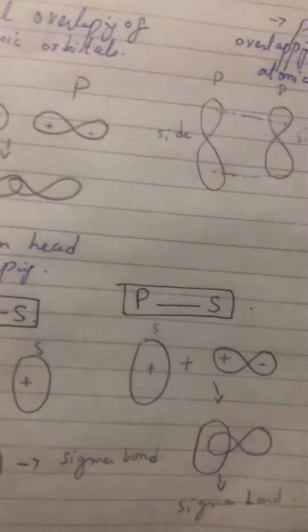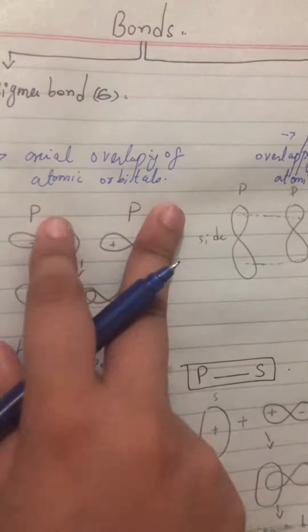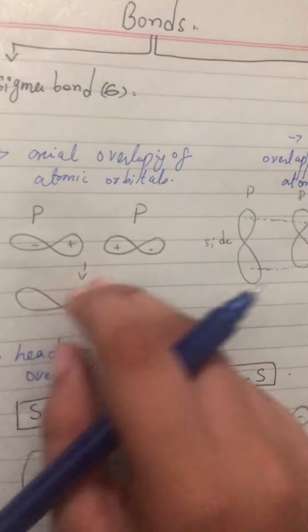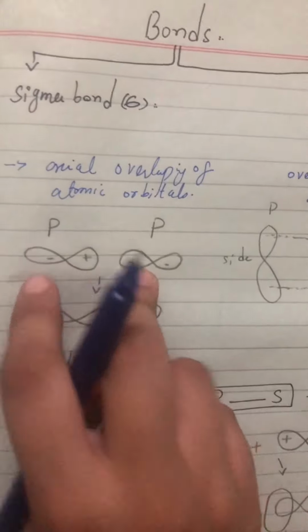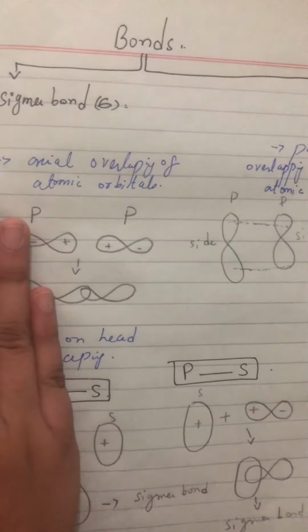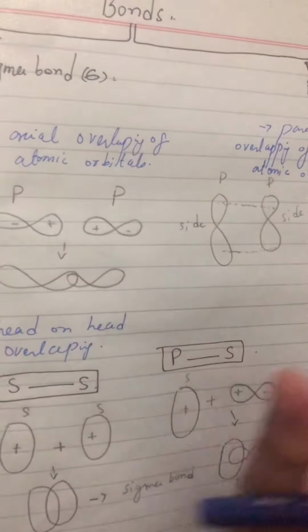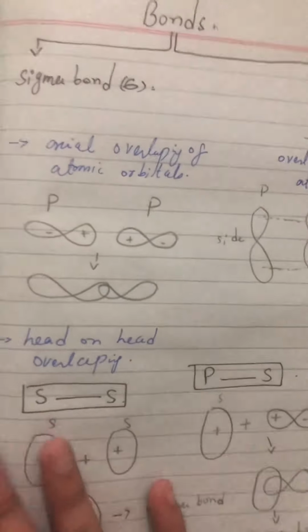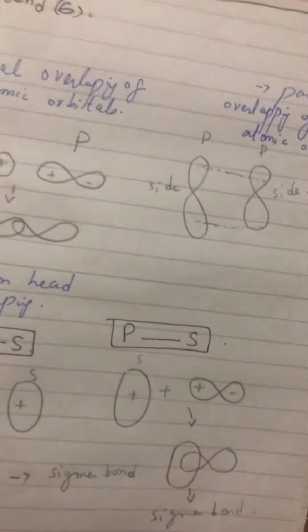Another thing is that the bond will always be made in the same orientation. If there's a plus and a minus, there will be no bond between them. If there's a plus and a plus, the bond will be in the same orientation always, whether it's a sigma bond or a pi bond. Like here the plus, then the bond will be there. Like the minus, there will also be a bond. So in p and s we are also having a sigma bond. Here is also head-on-head overlapping.